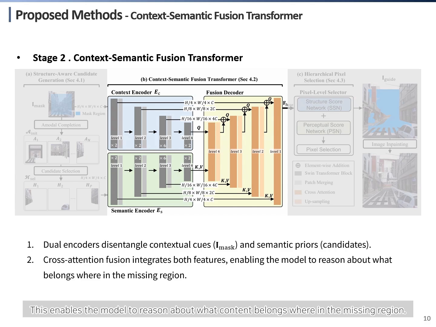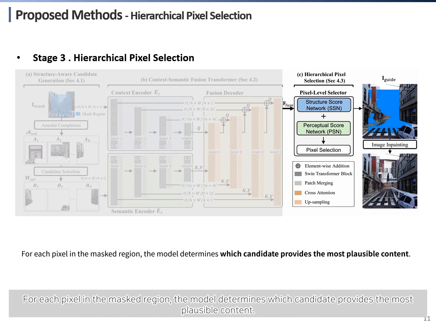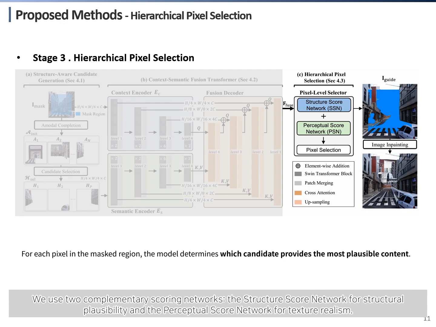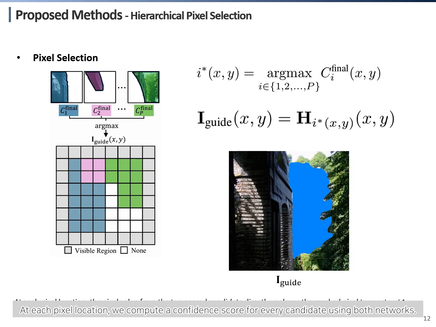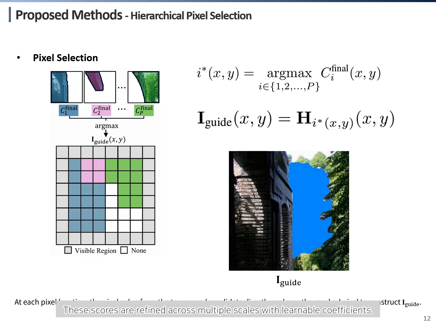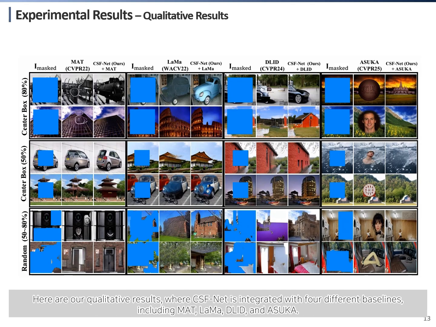In the final stage, we perform hierarchical pixel selection. For each pixel in the mask, the model determines which candidate provides the most plausible content. We use two complementary scoring networks: the structure score network for structure plausibility, and the perceptual score network for texture. At each pixel location, we compute a confidence score for every candidate using both networks. These scores are refined across multiple scales using a learnable coefficient beta. Finally, the candidate with the highest confidence score is selected, and its pixel value replaces the masked pixel in the final guidance image. Here are our qualitative results integrated with 4 different baselines.